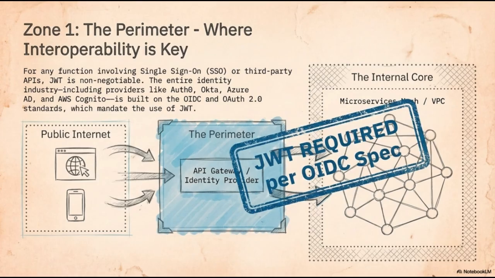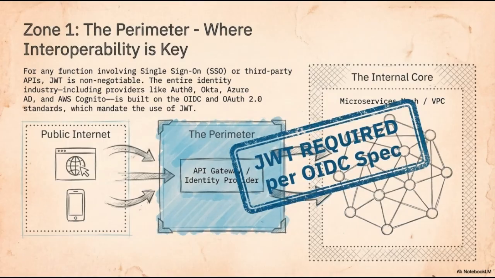Let's start with Zone 1, the perimeter. This is where your system meets the public internet, and at this stage, interoperability is the top priority. When dealing with single sign-on or integrating with third-party APIs, JWTs are non-negotiable.